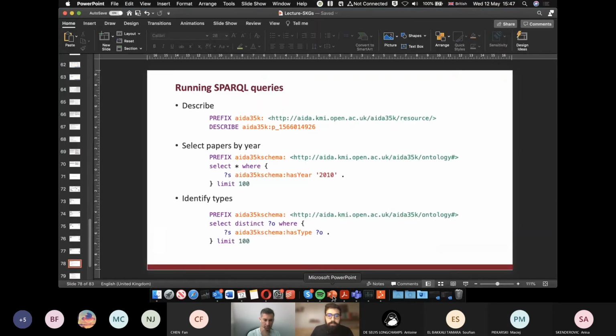Then there is identify types. The type is whether a paper has been published. Let me do one step back. Given a paper, you know that type tells us whether a paper has been published in academia, industry, or is collaborative. However, here what we are extracting is the distinct of those objects. So it's going to tell us the unique types that are available in our dataset.